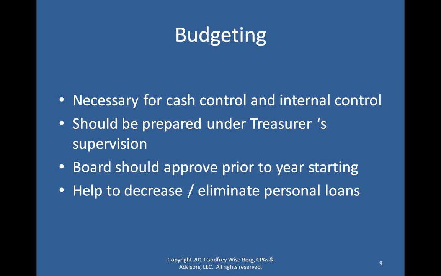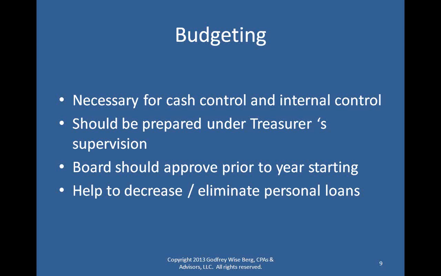The budget should be prepared under the treasurer's supervision, and the board should definitely approve the budget prior to the year starting. I know of organizations that try and budget, and then a quarter to maybe even a half of the year goes by, and then they finally have the budget done. Well, that budget is not very helpful in their overall management of that organization. So that budget should be done well in advance of the end of the prior year, so once the new year starts, you're ready to go comparing against those budgeted numbers.